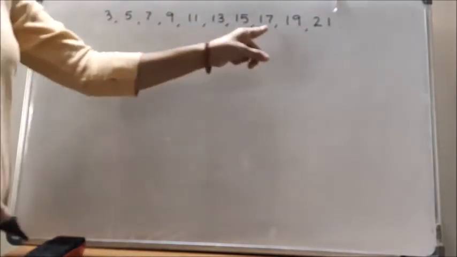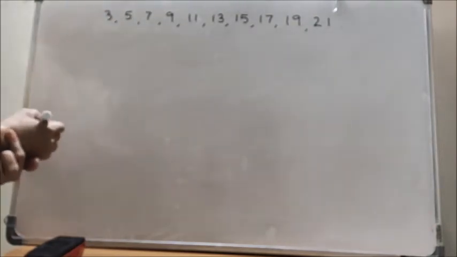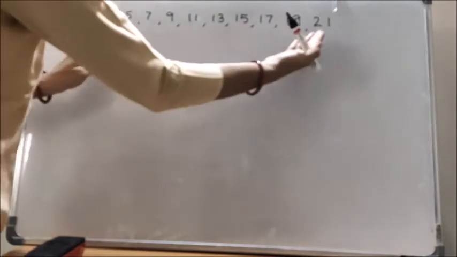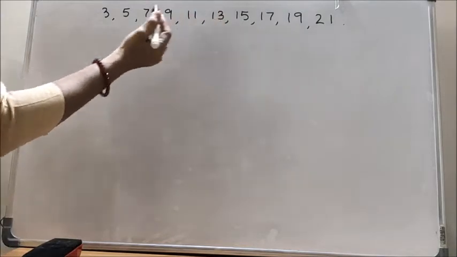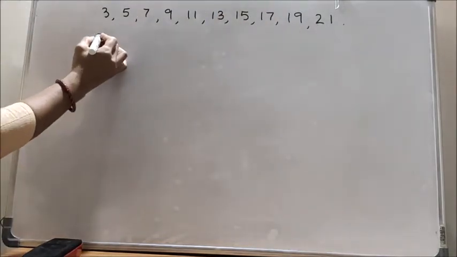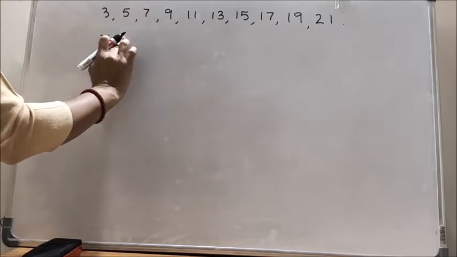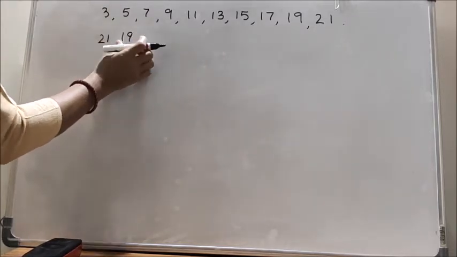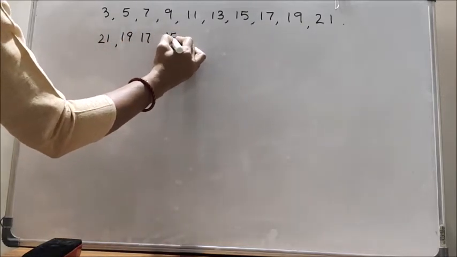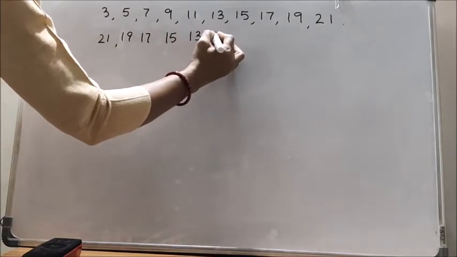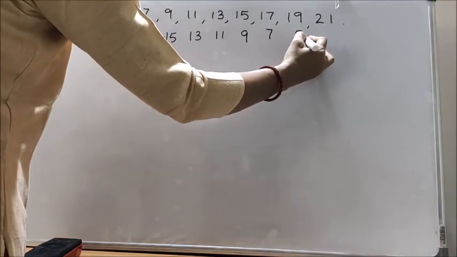Now if we have to add all these terms of the AP, what we can do is first write this same AP in the inverted way just below this one. Let's see. So 21 is the last, we write it here, this 21, then 19, then comes 17, 15, 13, 11, 9, 7, 5 and 3.